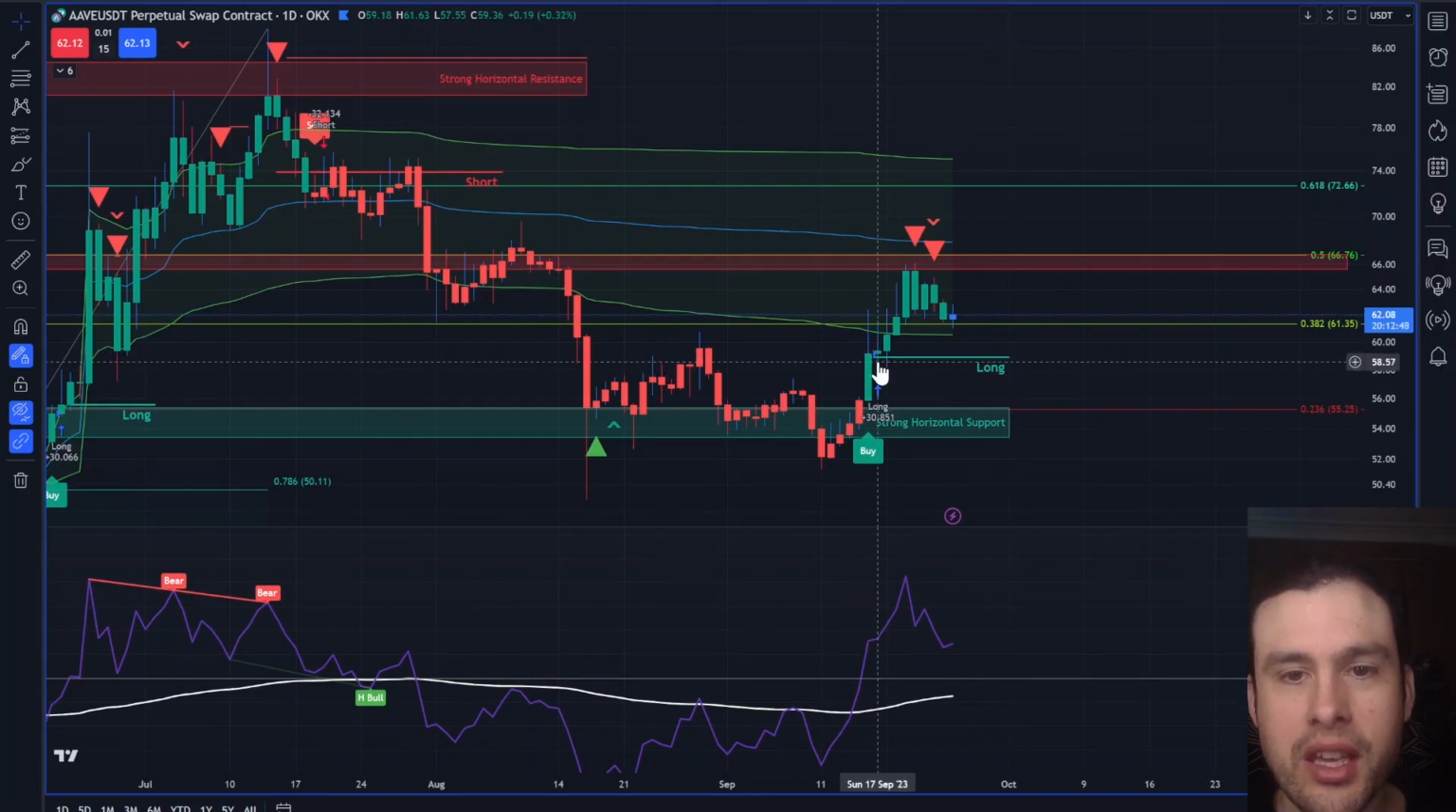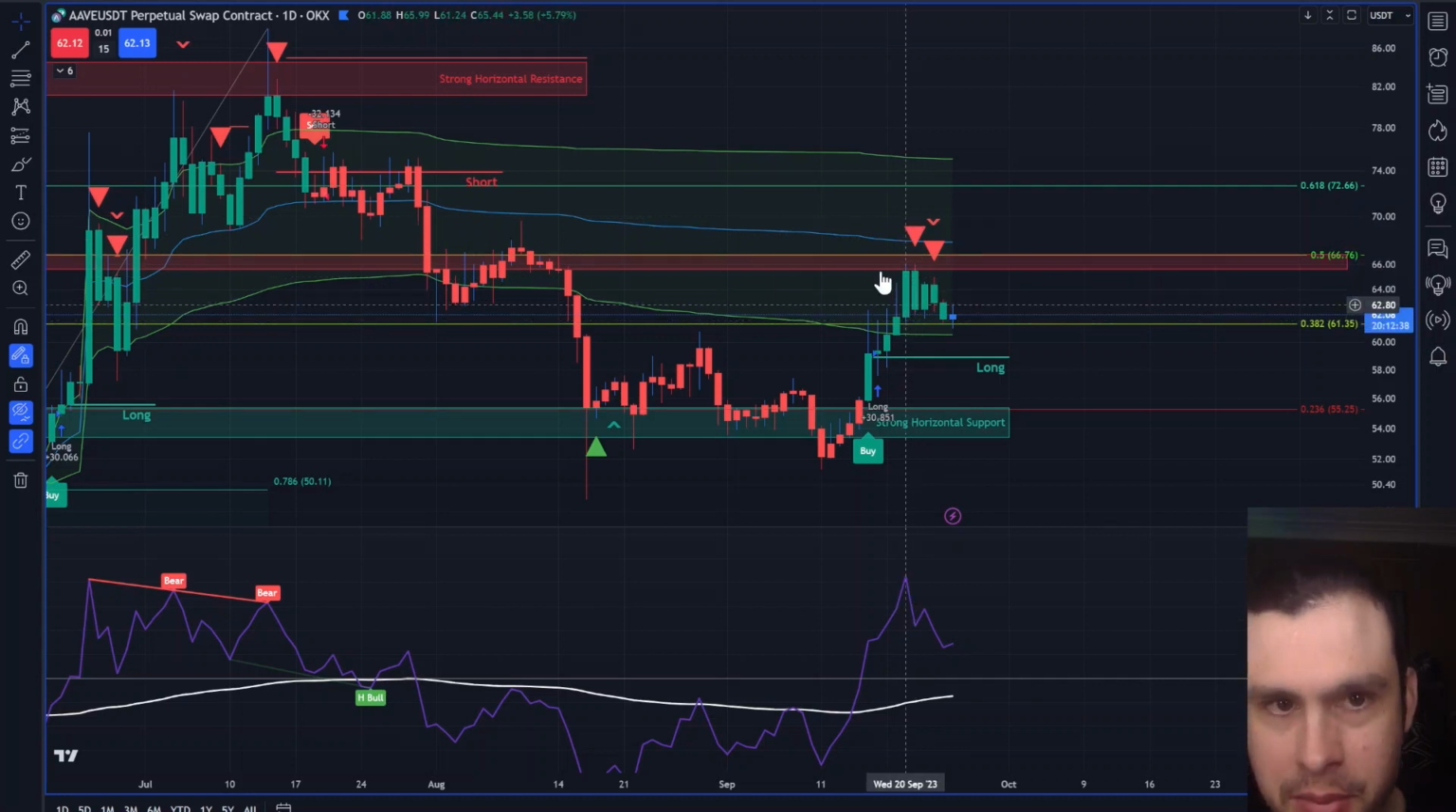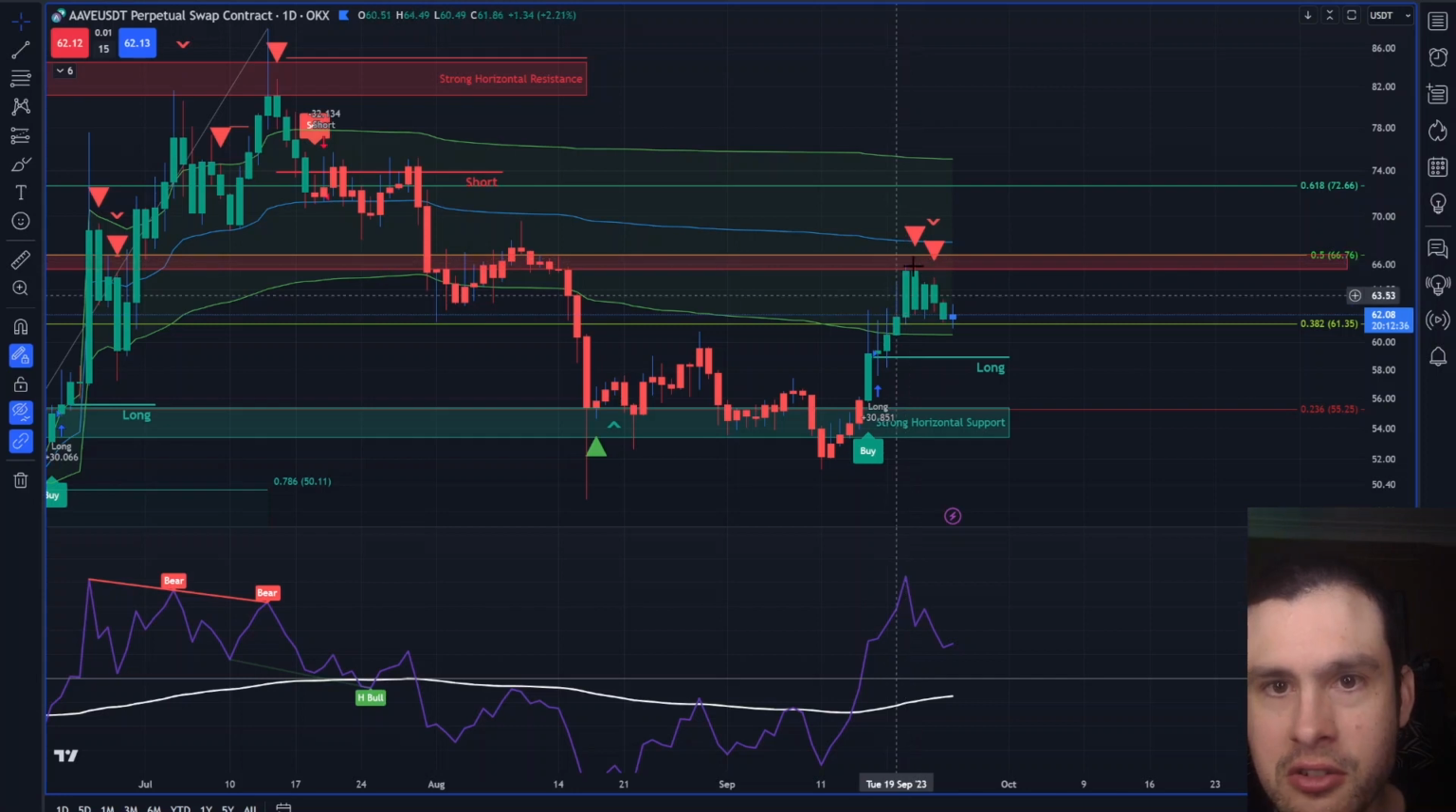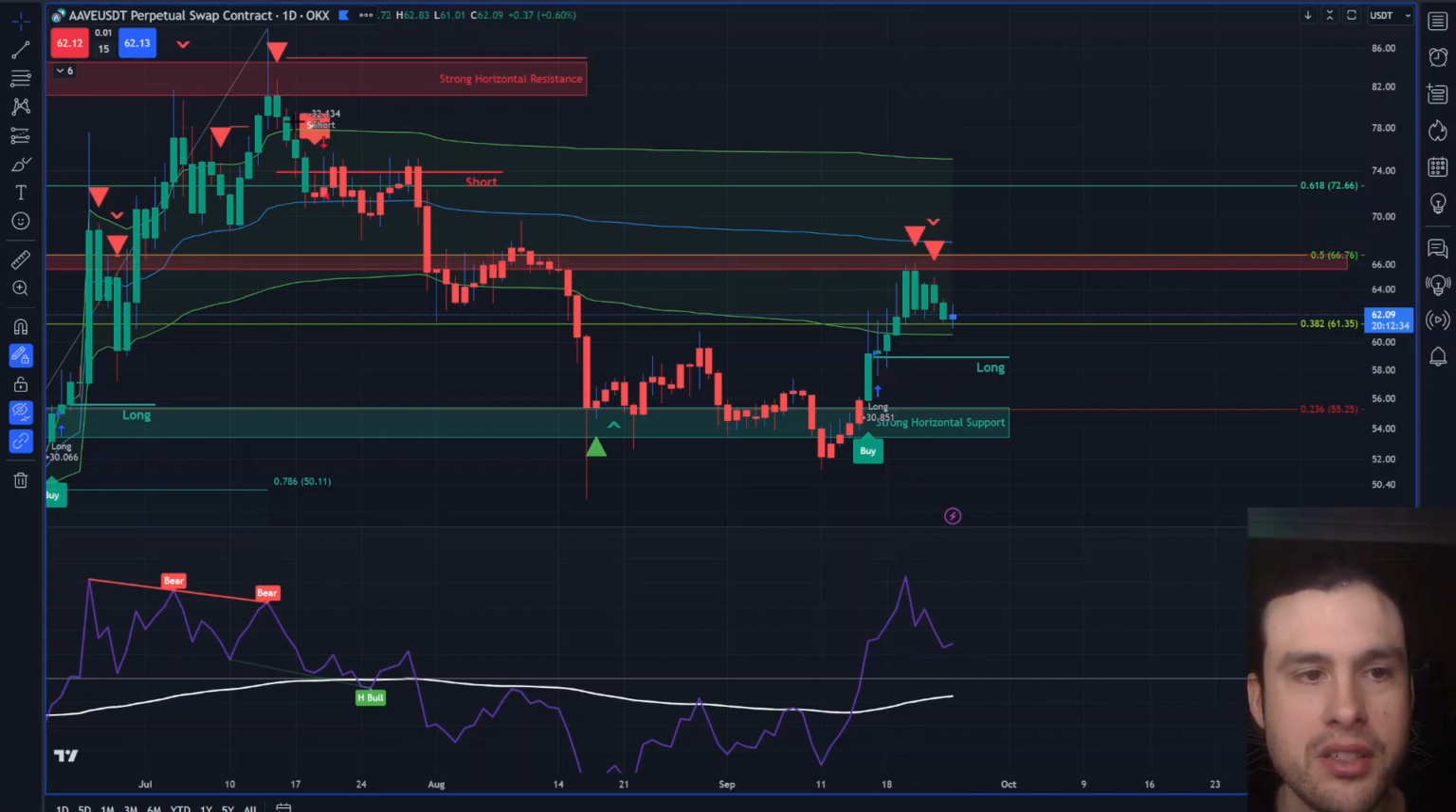That one put a long in back on the 17th of September, and it took its first profit. Well, it put a profit on that chart here, but I actually took profit here at the 0.5 of this entire move, measured from this entire expensive move to the upside. So that one was a short there. Now it's a long here.